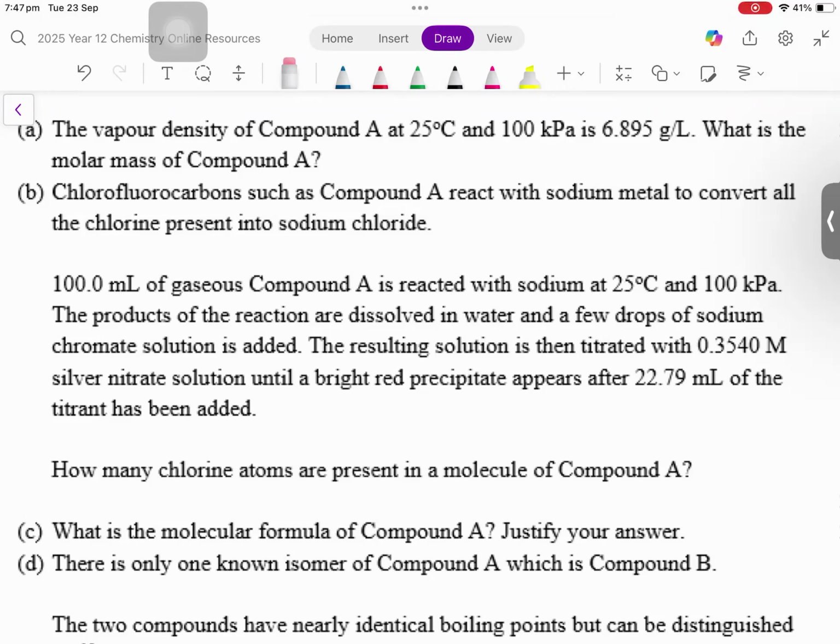What syllabus dot point is this question about? It's module 8. Don't say module 8 because I asked if they said module 8. I was like, no way it's module 8. All right. What syllabus dot point, not what module? Good. It's a precipitation titrations question.